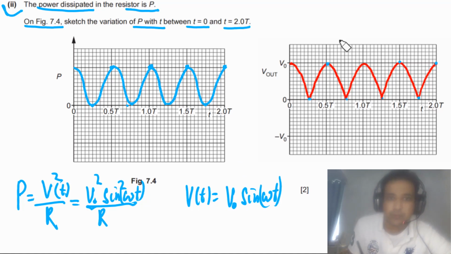So what is the difference between these two? So you can see this is very steep here, so it has to be less steep at the bottom. You can see this trough, that less steep. So that's the difference between these two. This is sine omega t graph, and this one is sine square. So this is the main difference between these two.